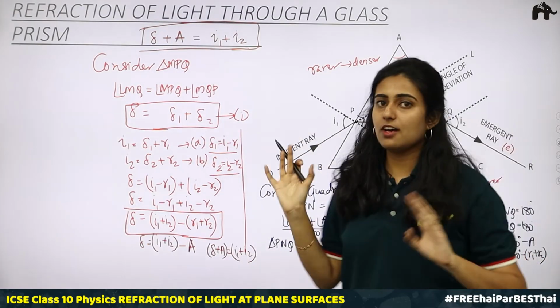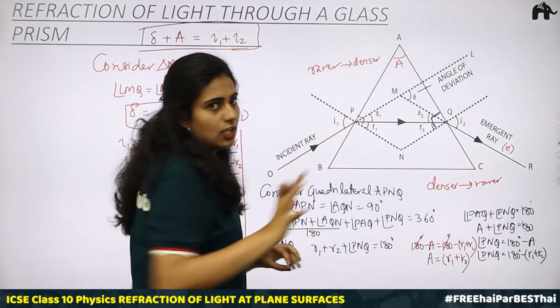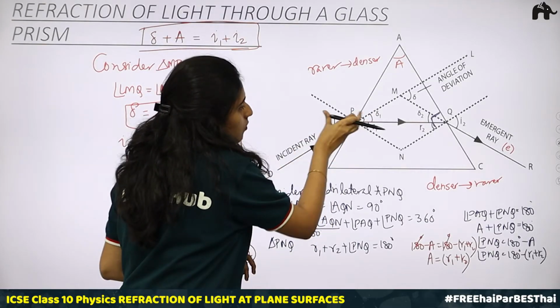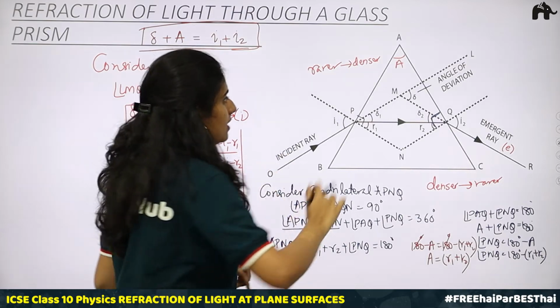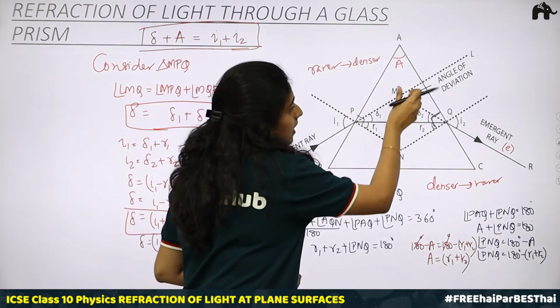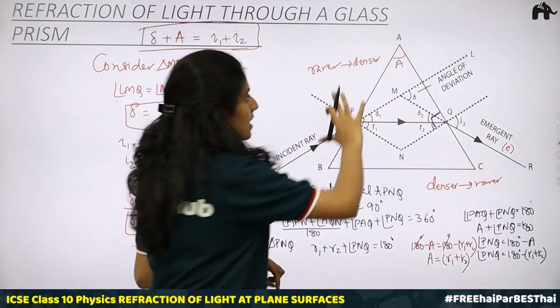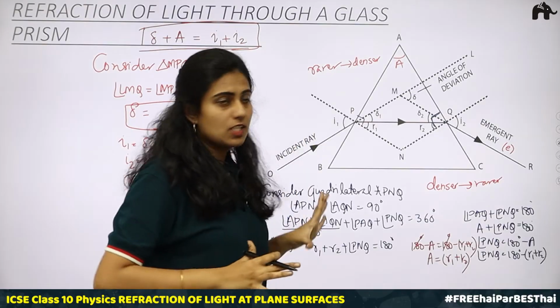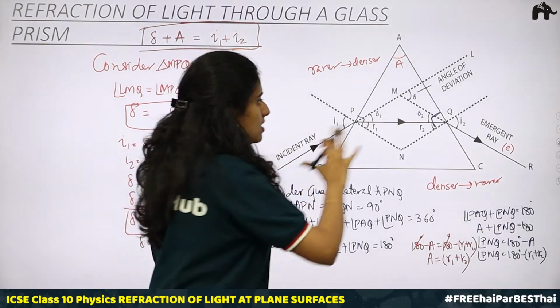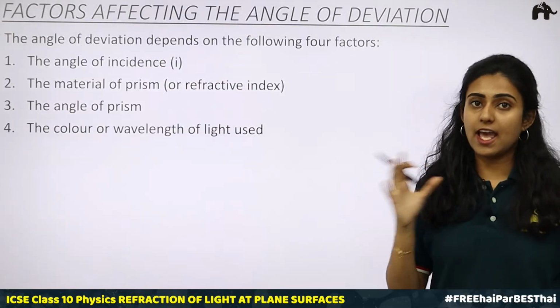So, what are the concepts that we are using? We should be using the concept of vertically opposite angles, then sum of interior angles of a triangle, then exterior angle is equal to sum of interior opposite angles. Considering the quadrilateral, total sum is equal to 360 degree. All these concepts should be used. Clear? Now we know what is angle of deviation.